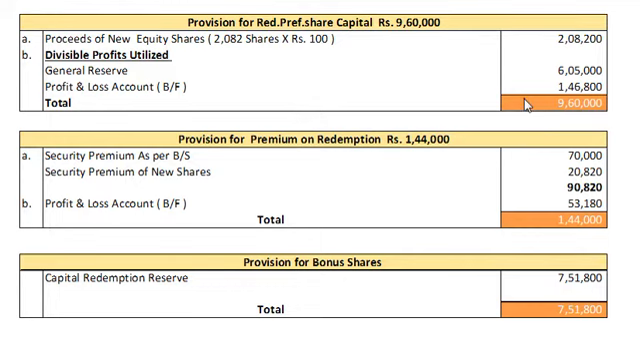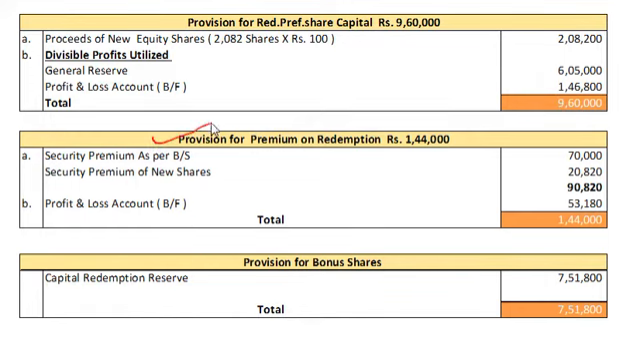And my dear students, these two amounts, general reserve and profit and loss account, total 7,51,800. This 7,51,800 will be transferred to capital redemption reserve account.